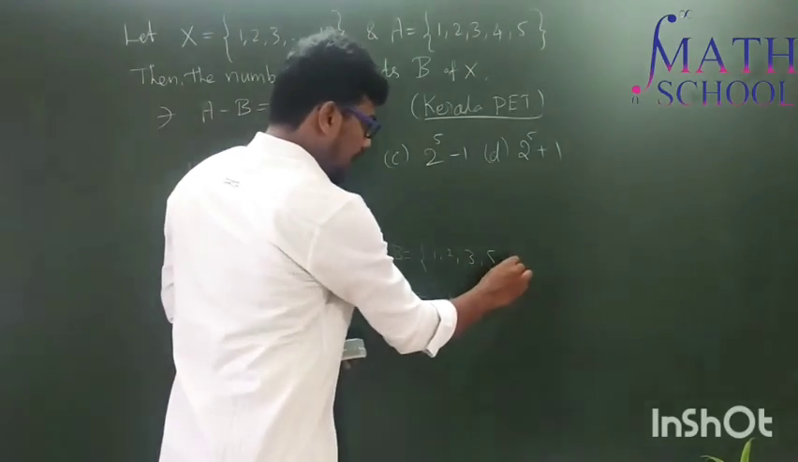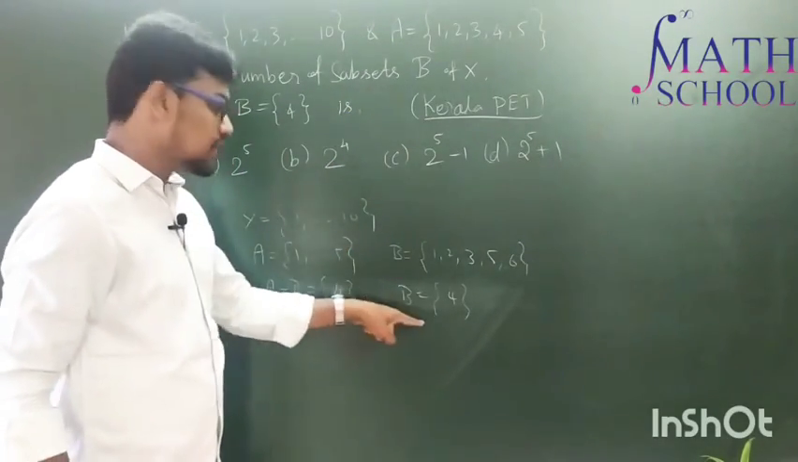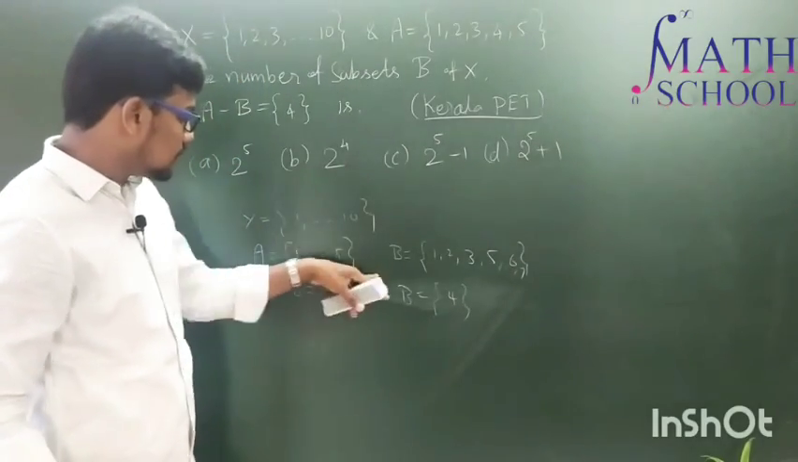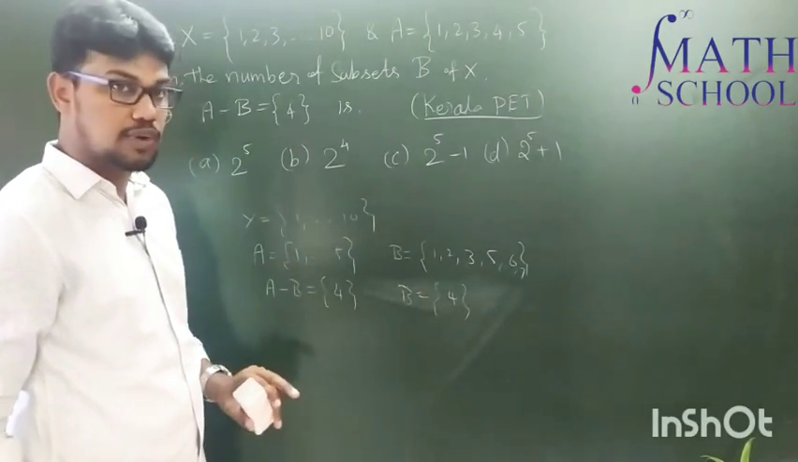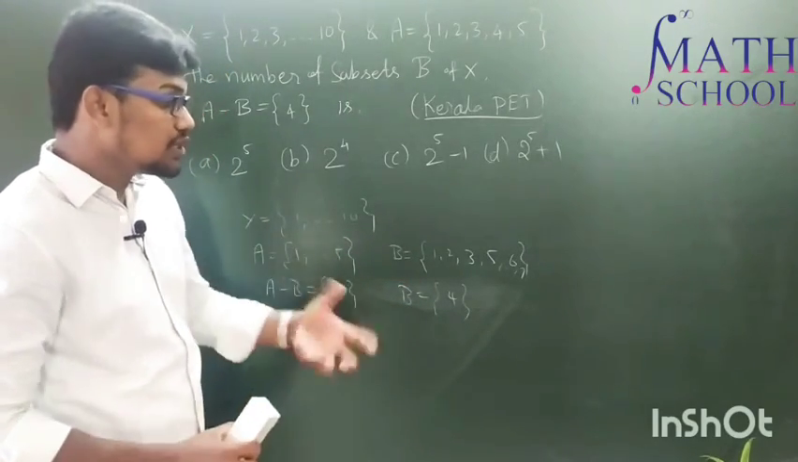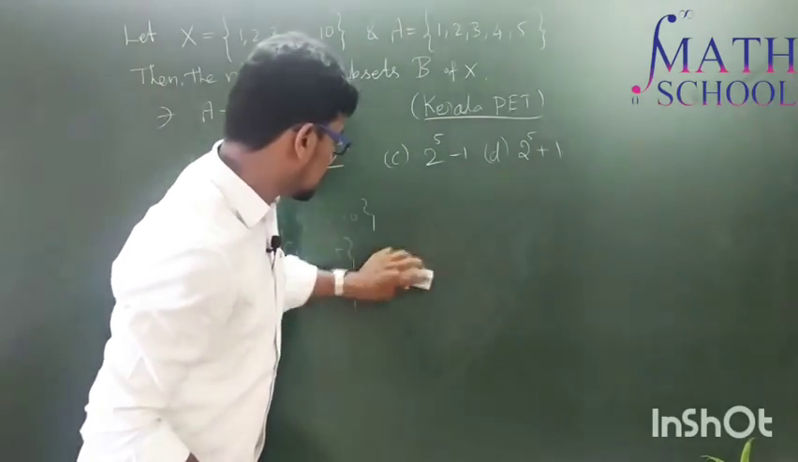Look here, if we add 6 to this, maybe in that case also our A minus B is {4}. If we add 7 to this, in that case also our A minus B is the singleton {4}, right? So like this we can create many B's. So how many such B sets can we have? That is our question. Now let us formally enter into the problem.